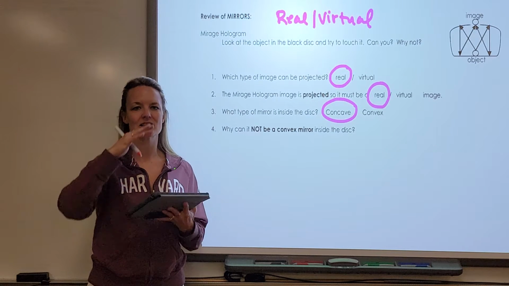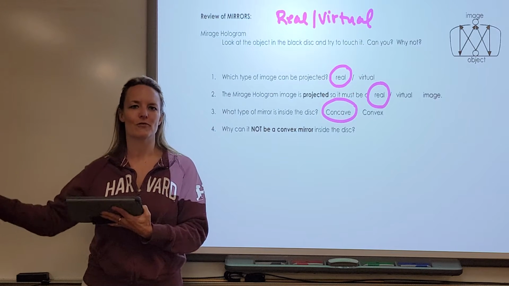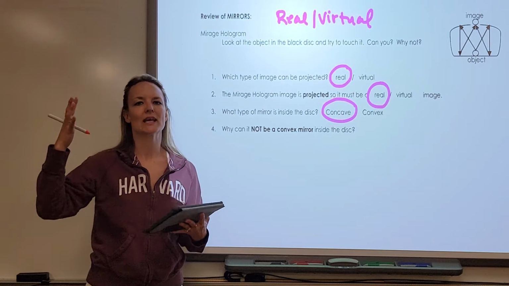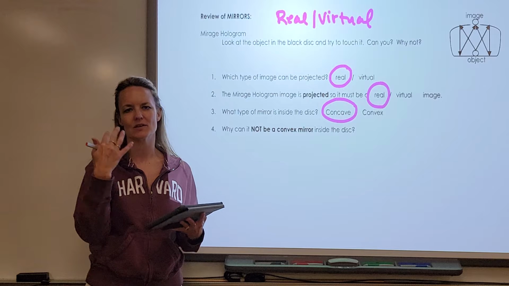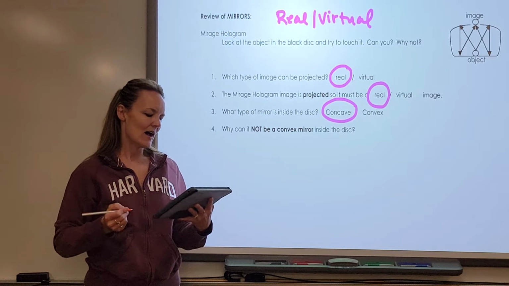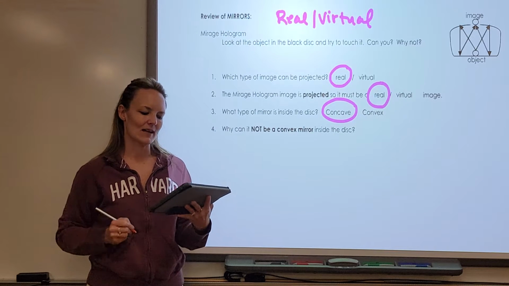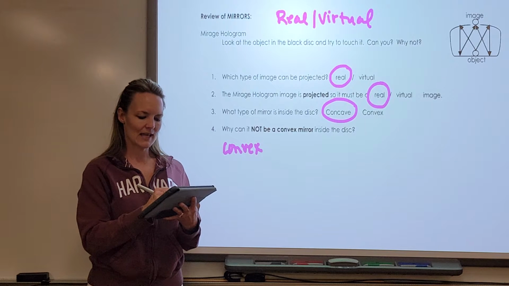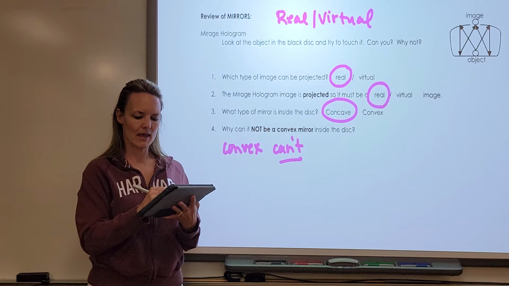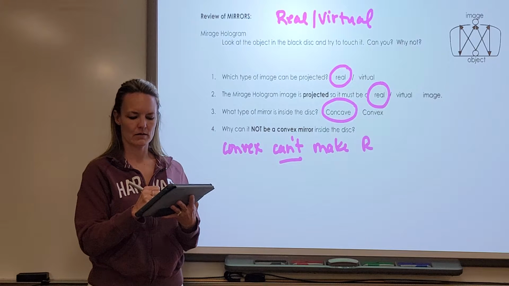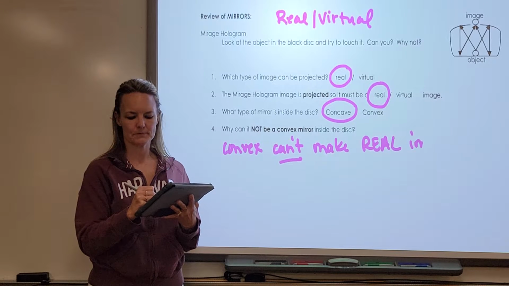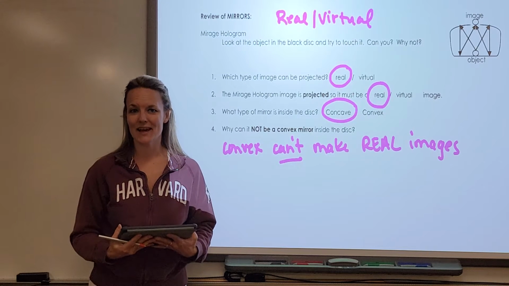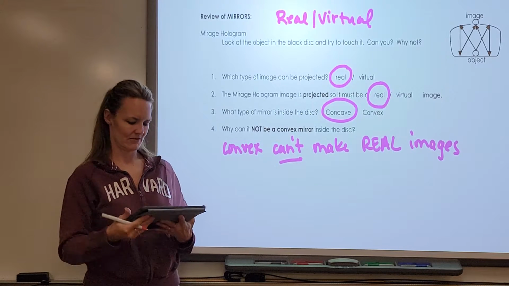Convex cannot. It scatters the light in line with a focal point behind, so it can't pinpoint all of those light rays in one spot and then project it. It cannot be a convex mirror inside the disc because convex can't make real images. Only concave can, convex cannot.